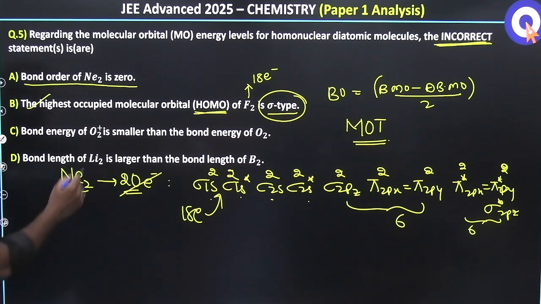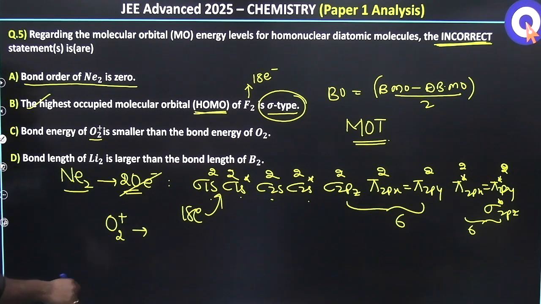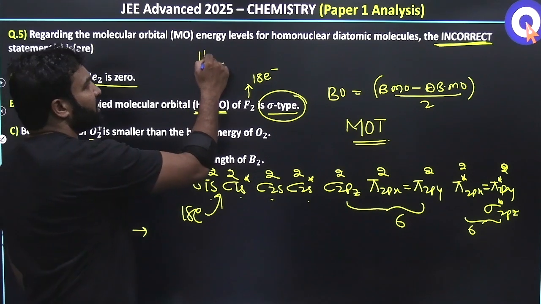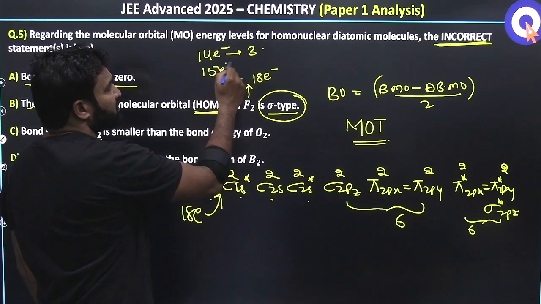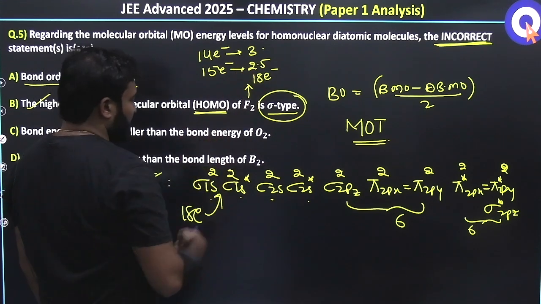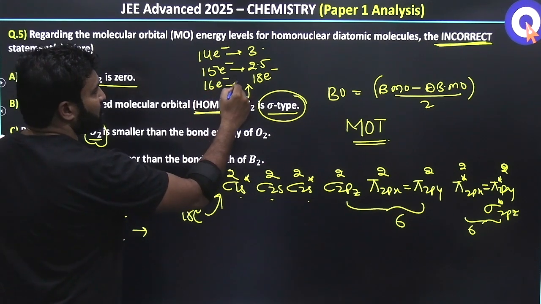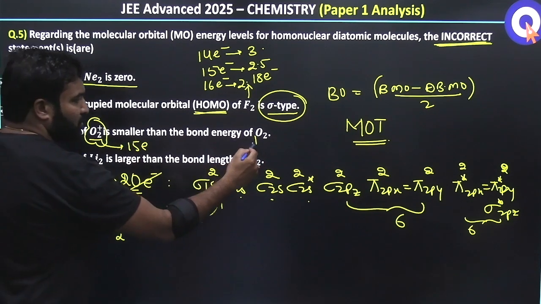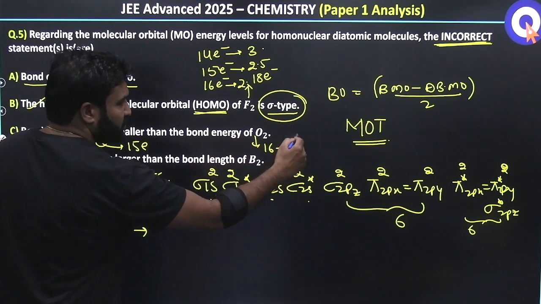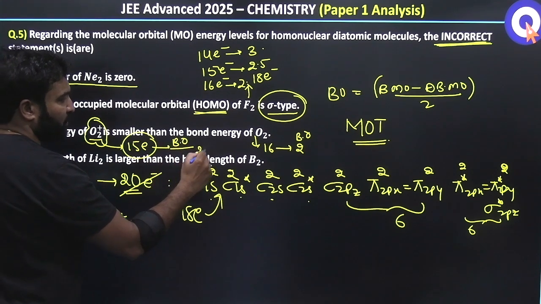And next, O2 plus. If you take O2 plus, what will be the bond order? As we know, there is a small trick that we will use every time in the class: whenever there are 14 electrons, the bond order will be 3, and if it is 15 electrons, what will be the bond order? 2.5, right? And with 16 electrons, the bond order will be 2. O2 plus has 15 electrons and O2 has 16 electrons, so O2 has bond order 2, and here the bond order is 2.5, right?